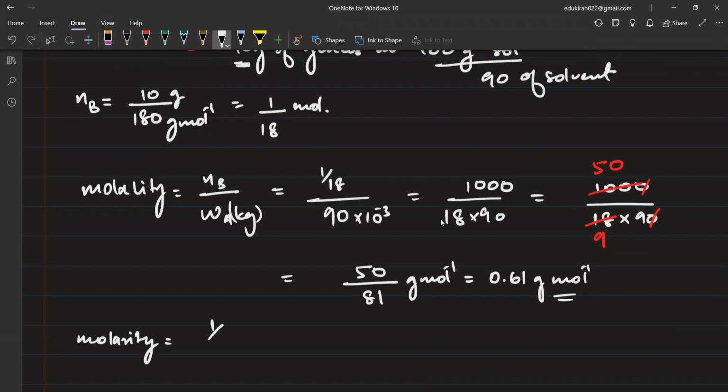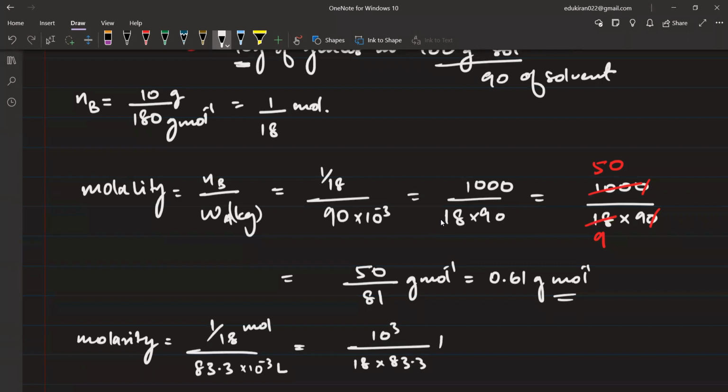For molarity, it will be 1 upon 18 divided by 83.3. I think all of you have got this value from the density and the volume. Yes or no? 83.3 into 10 to the power minus 3 liters, right guys? For molarity. This is the volume, right? Yes. Okay, fine. So we have this 10 to the power 3 divided by 18 into 83.3 molar.